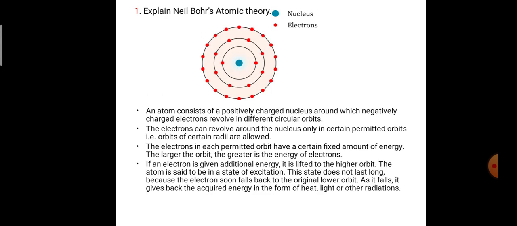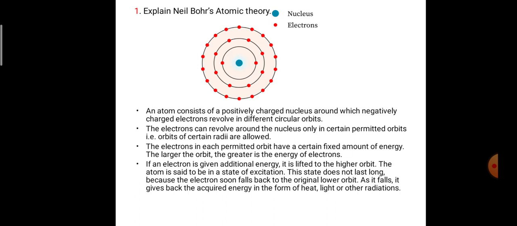The first question is, explain Niels Bohr atomic theory. The figure shows the structure of an atom. An atom consists of a positively charged nucleus around which negatively charged electrons revolve in different circular orbits. The electrons can revolve around the nucleus only in certain permitted orbits, that is, orbits of certain radii are allowed.